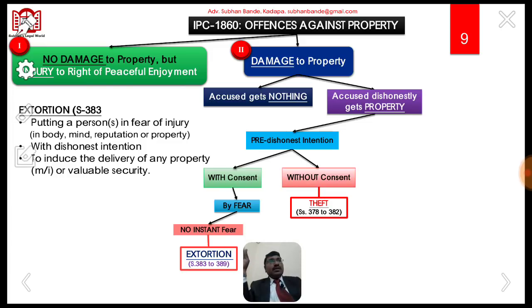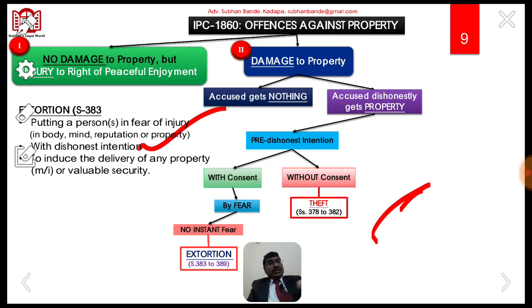In this illustration, Mr. K is putting Mr. A in the fear of injury to Mr. A's child. Here Mr. A's child is the relative, family member or friend, or the person of interest to Mr. A. In the first illustration, the accused puts the victim in the fear of injury. But in the second illustration, the accused puts the fear of injury to the victim's child, not the victim directly. Such fear is not the instant fear.